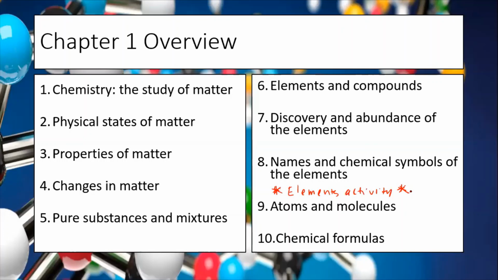We then talked about atoms and molecules and different ways to classify molecules based on the number of atoms in a molecule or based on the types of atoms in a molecule. And then we just wrapped up talking about chemical formulas, how to read a chemical formula and interpret it in terms of the number of atoms and the types of atoms.